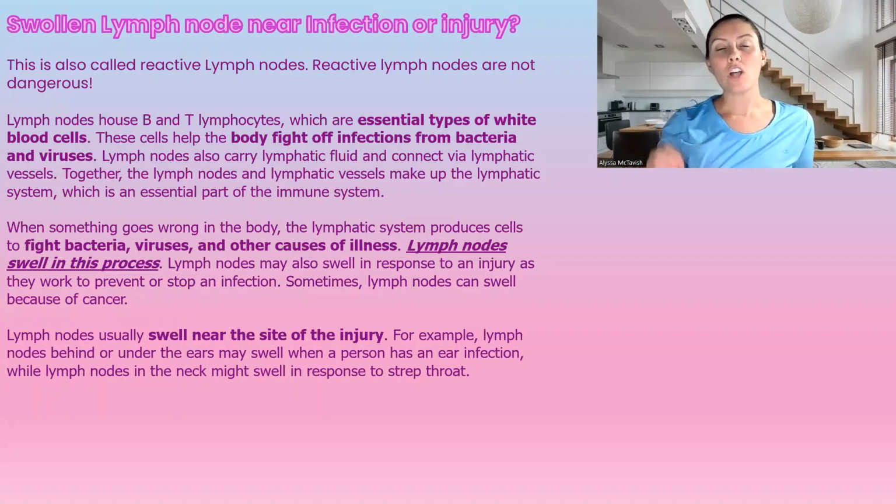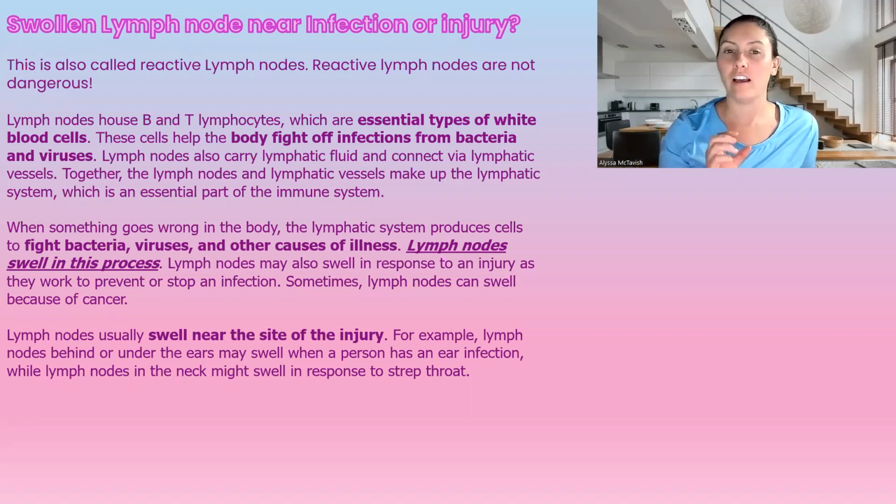So I'm going to talk about a specific type of swelling for lymph nodes, okay? It's called reactive lymph nodes, okay? This is when the lymph nodes swell because there's either an infection or an injury, okay? So lymph nodes house B cells and T cells. This is an essential type of blood cell, a white blood cell, and it fights off infection, okay?